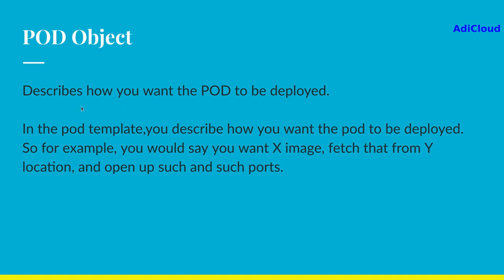So in the pod template we'll describe how you want the pod to be deployed. For example, you would say that you want image X, like which image. For example, I would like to take Nginx image, and from here you will fetch the image. For example, you will describe a Docker Hub, Azure Container Registry, or any other container registry that your image is actually placed in, and then you will also describe which port should be open. So you are just defining from where to take the image, which port should be open, and which image should be brought in its template.